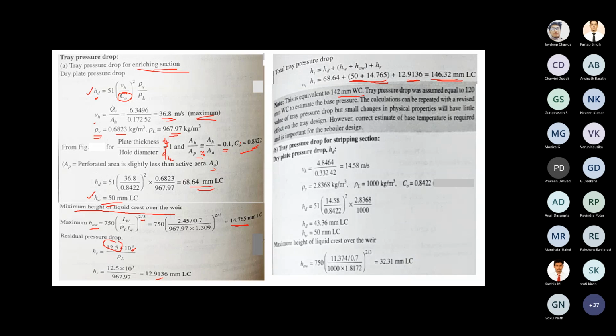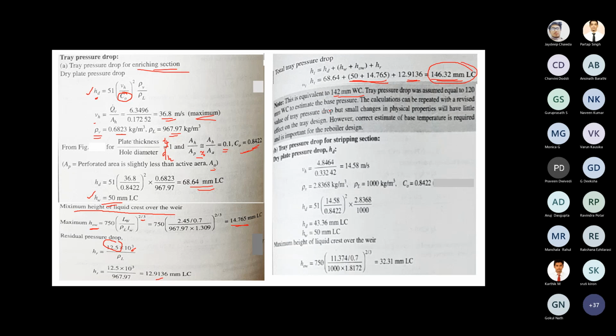Just you can convert. This is liquid column, acetic acid maybe. So you have to convert to the equivalent. Density of acetic acid is 1010, I think. So 146.32 divided by 1000, right? So almost you will get 142. Equivalent water column is 142.